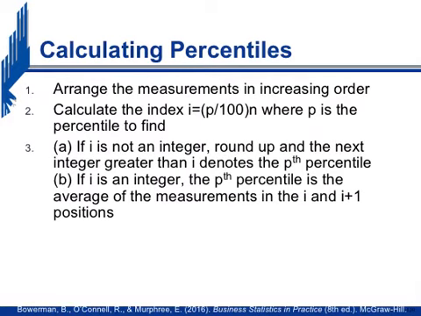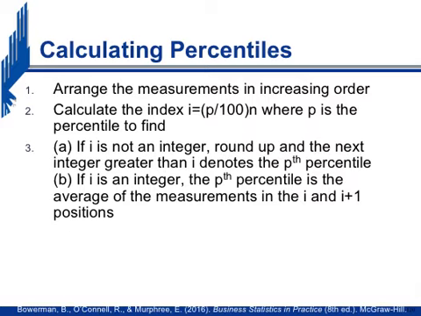Now, to compute for percentiles, we have the following steps. First step is to make sure that the measurements are arranged in increasing order. Next is to compute for an index, and the index is equal to p over 100 times n, where p is the percentile that you are looking for and n is the number of measurements in the dataset. Now, the third step is used to identify the value of the actual percentile. The previous step only computes for an index, and the index is used to determine the actual value.